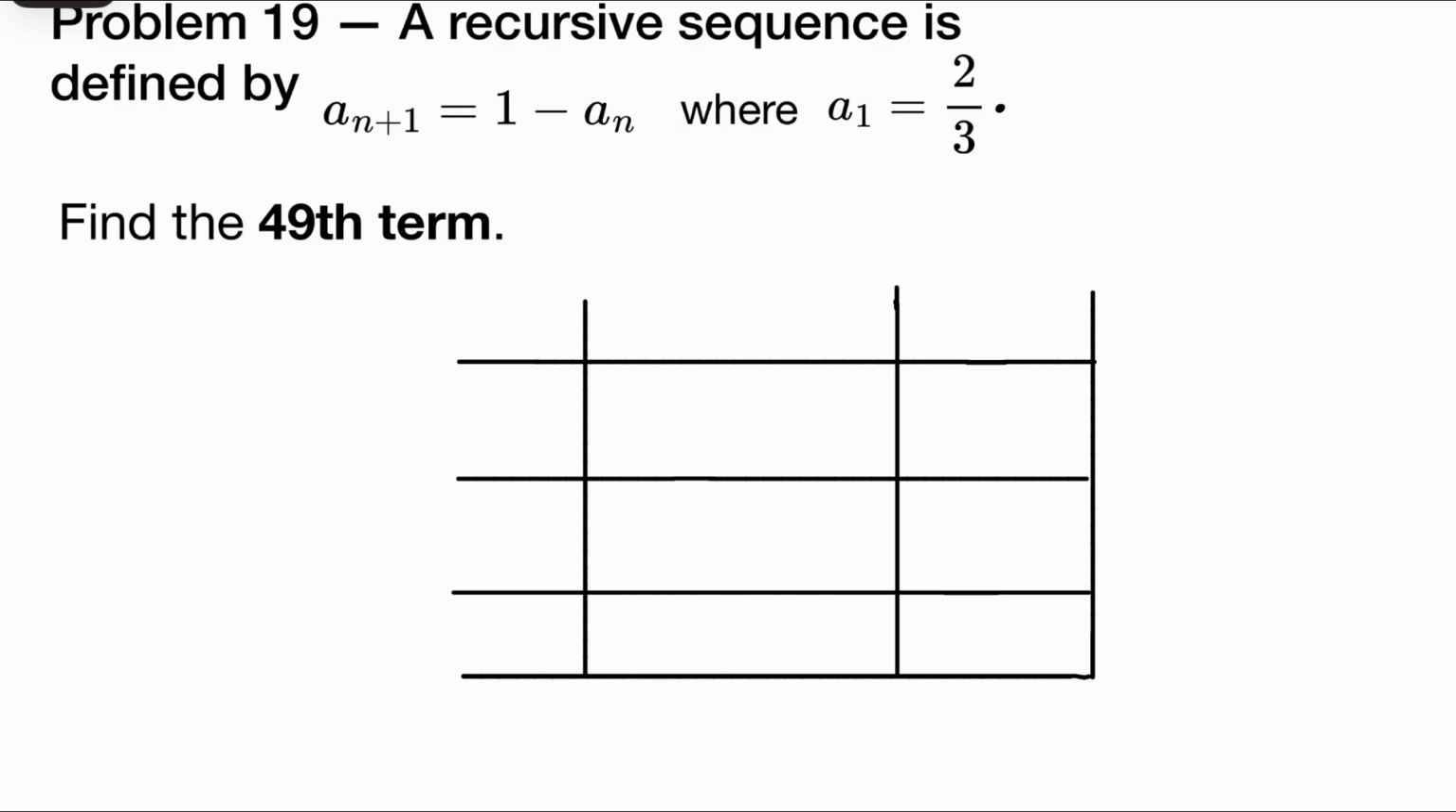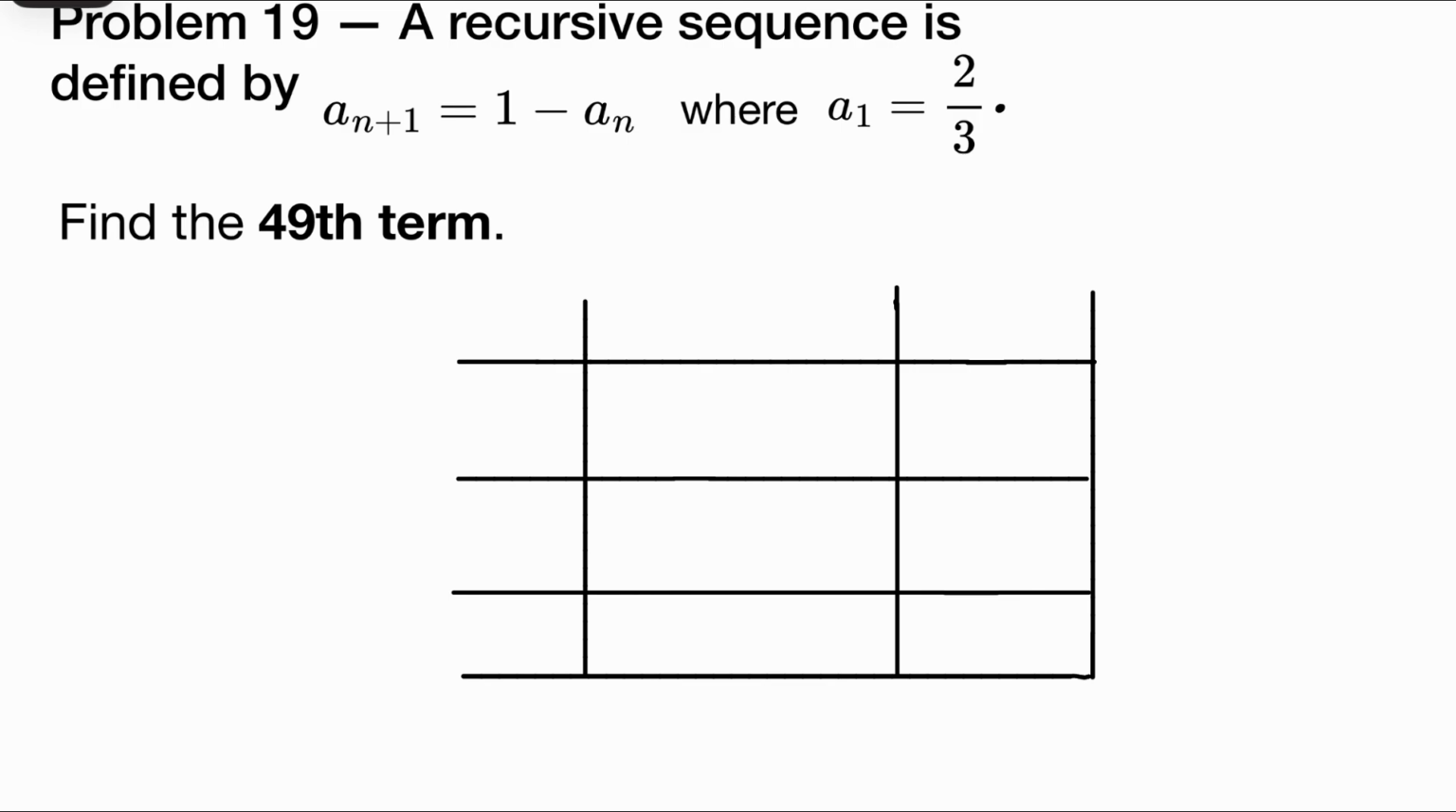Here is our sequence. The rule is given to us as a sub n plus 1 equals 1 minus a sub n, where a sub 1 equals 2/3. Our first term is a sub 1 equals 2/3. Because this is a recursive rule, it tells us to get the next term, take 1 and subtract the previous term. So let's go ahead and find the first few terms.